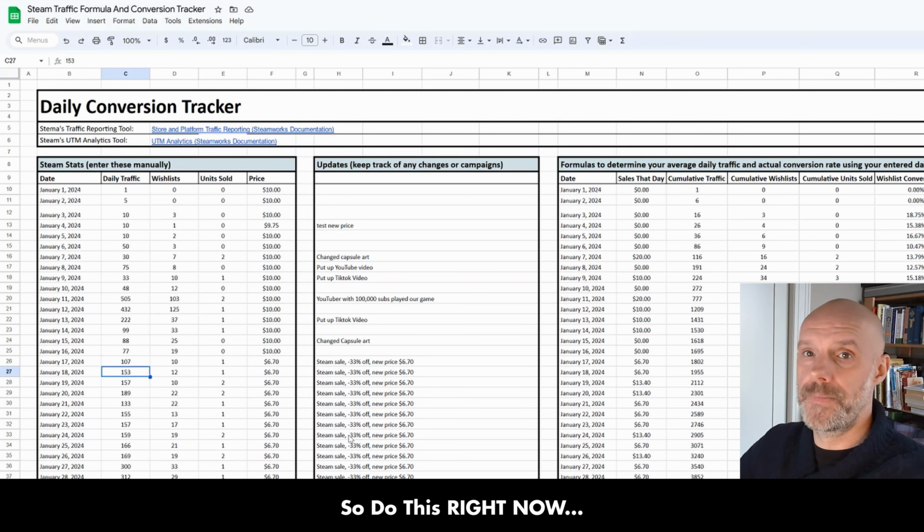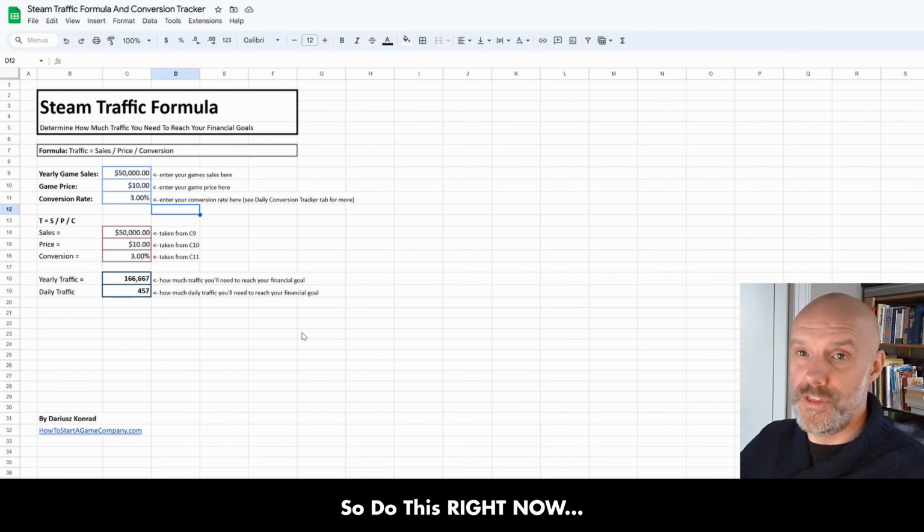So do this right now and open the Steam traffic formula spreadsheet. The reason why I want you to do this right now is because learning only happens when you take some action. So for example, I can read a book about how to ride a bike or shoot a basketball, but learning hasn't happened until I take some action, right? And I do something in real life. So it's not until you walk up to the line and you start shooting that you start learning, because it changes your behavior.